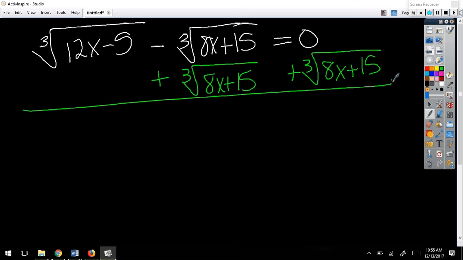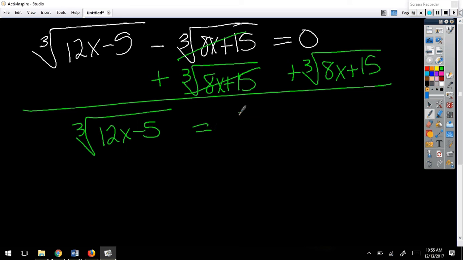Oh, you added to both sides. It doesn't change anything inside the radical. No, it does not. I'm moving the whole radical, so it doesn't change anything inside. So the left side becomes 12x minus 5, and the right side is now cubed root of 8x plus 15. Cube both sides, exactly, because I can do whatever I want as long as I do it to both sides. Look what happens when I cube both sides.